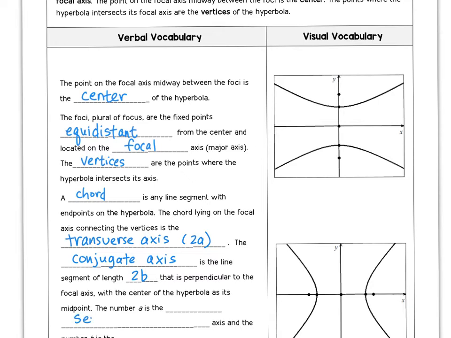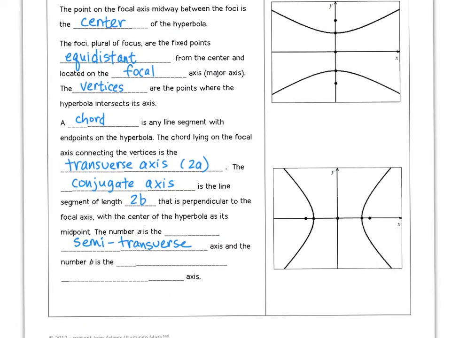axis. I can actually write this on one line. Semi-transverse axis. And the number b, whatever that number is, the semi-conjugate axis.